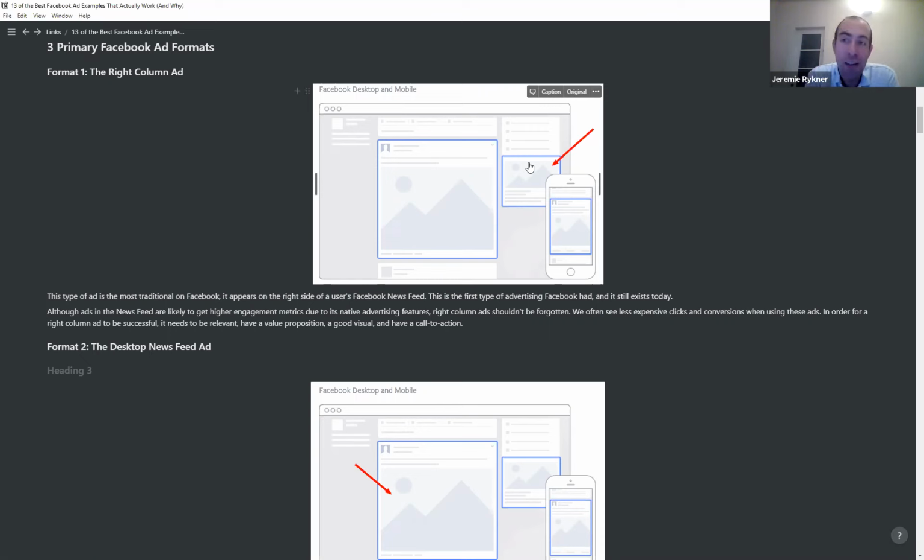Another thing you have to know is that the Facebook right column is only available on the desktop. So anyway, it won't be available on a mobile phone. Of course, taking into account that today about 70% are browsing Facebook on their mobile phone.